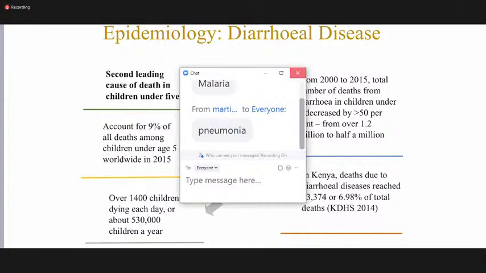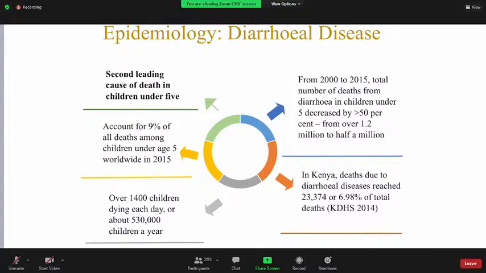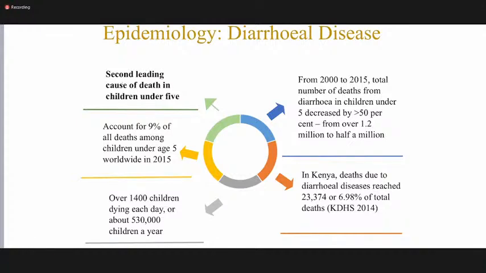The Kenyan data also shows that we have a lot of morbidity and mortality due to diarrheal illnesses. It's about 7% of total deaths in children under the age of 5, according to the Kenya Demographic Health Survey of 2014. So that's still a lot of children in Kenya dying because of diarrheal illness. Now, the good news is that the number of deaths has gone down by almost 50%. It used to be 1.2 million, and now it's down to about 500,000. That's good news, but the numbers are still very, very high. Next slide, please.